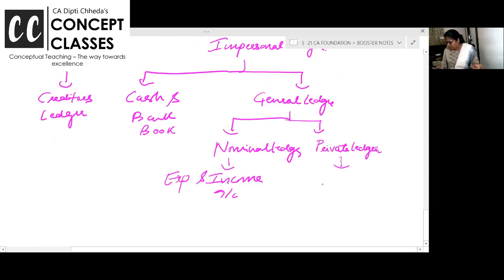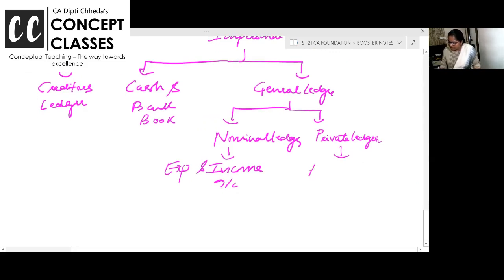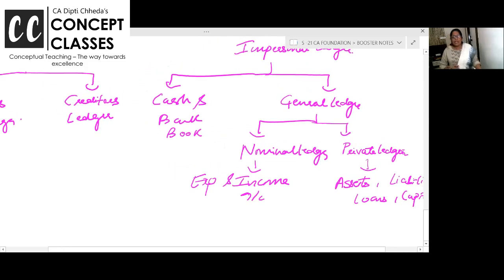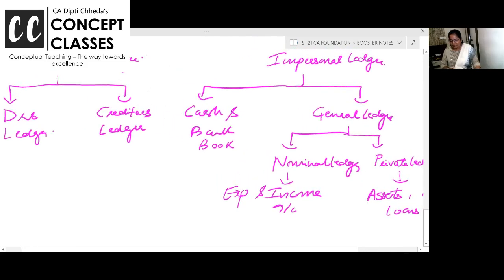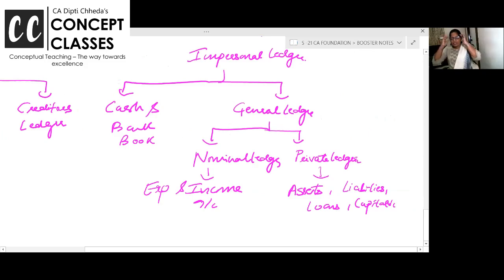Private ledger will have what now? Private ledger will have your assets account, all your real account, all your liabilities account, all your loan account, all your capital account. You don't have to draw this flowchart in the final exam. This is for your understanding.